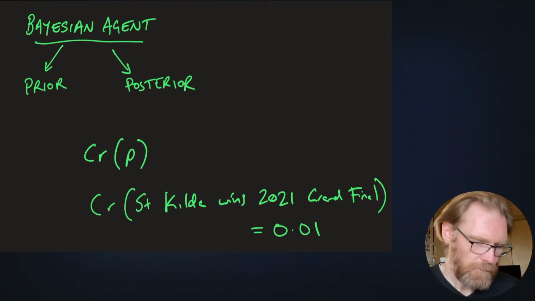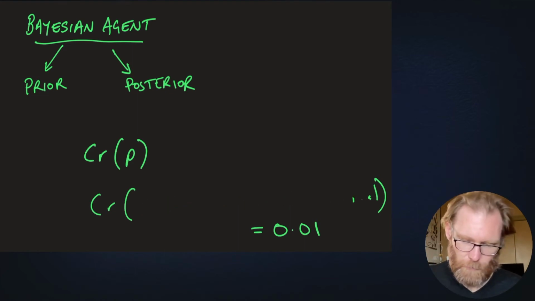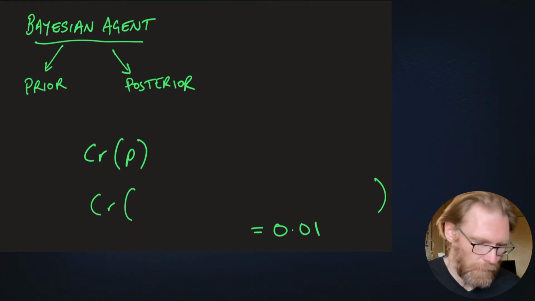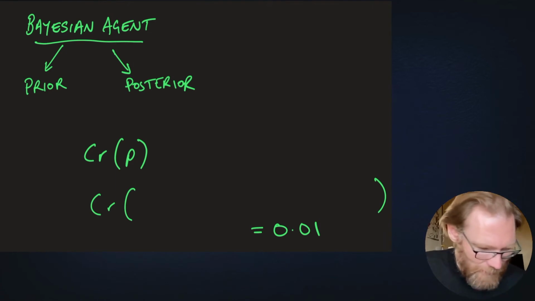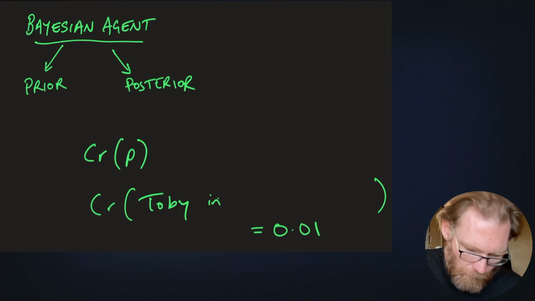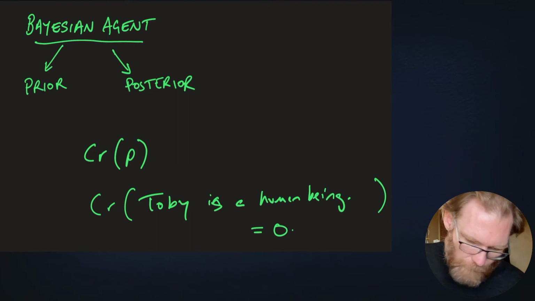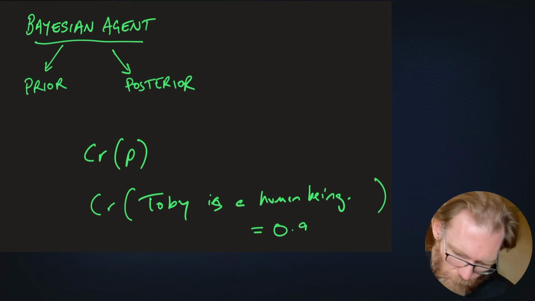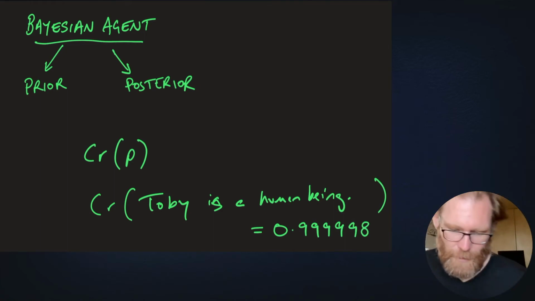What if I put in there, just for illustration, something even more extreme? Because I don't know anything about the football at the moment, so I have no idea even if St Kilda could win the grand final. But what about the proposition that Toby is a human being? This is one that I'm very confident of. So let's get that credence a bit higher. Let's say maybe it's 0.99999. Let's put an 8 on there just for variety.